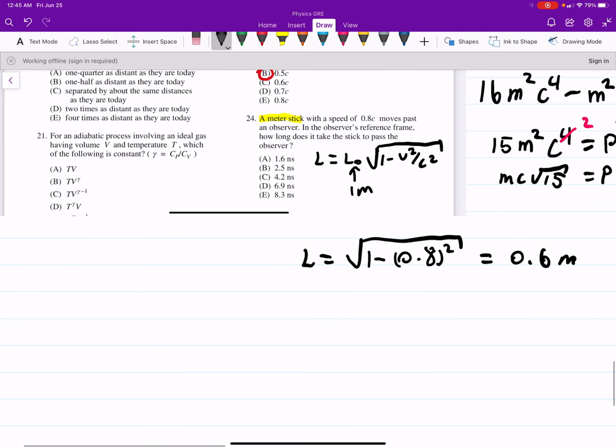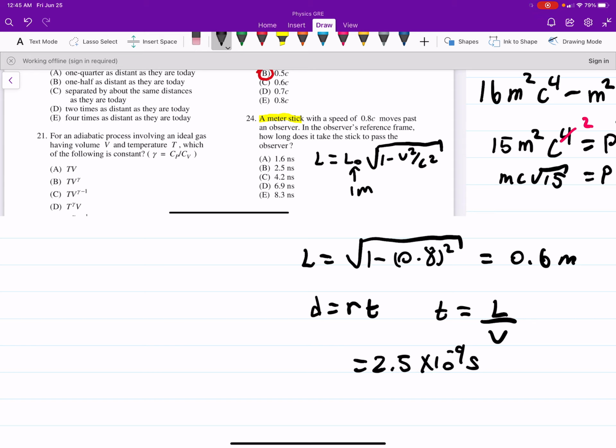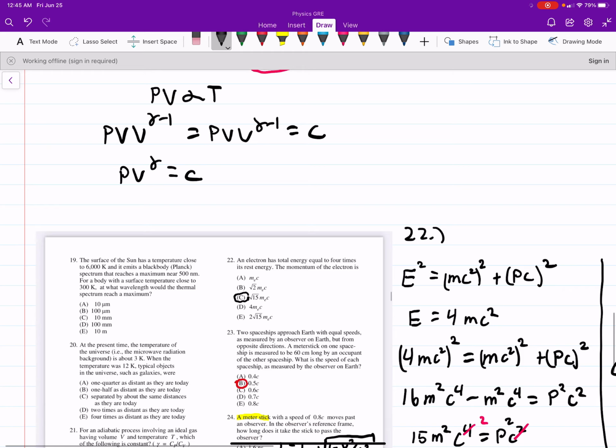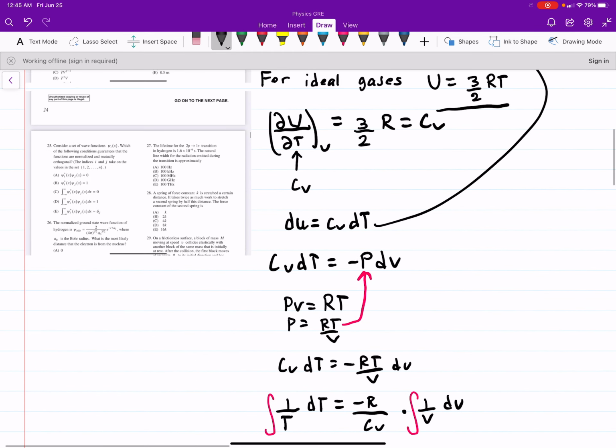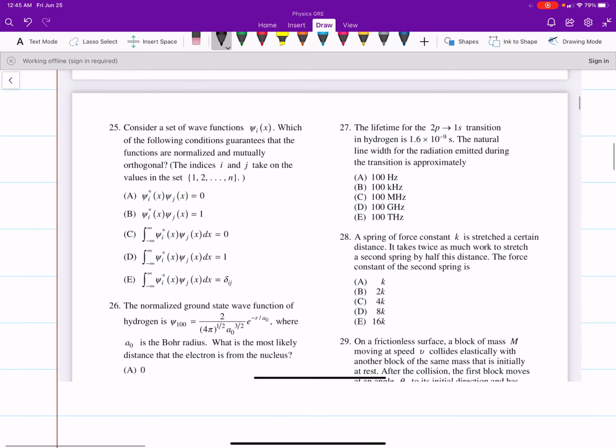Then if we want to actually measure the time, we could use distance equals rate times time, where time is our distance L over our speed V, which we have. So L we just found, and then 0.8 times 3 times 10 to the 8th. When you do that, you get about 2.5 times 10 to the negative 9 seconds, for answer choice B. So that's that. Question 25. There actually isn't too much explaining here. It's just a property.